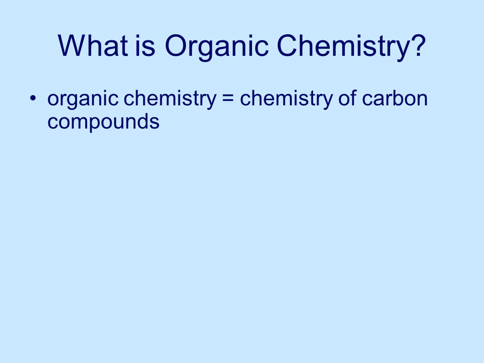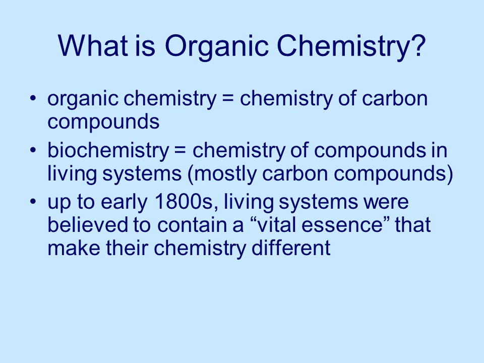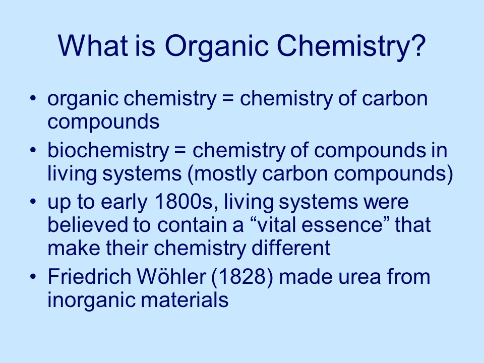So here we go. Organic chemistry is basically the chemistry of carbon compounds. Biochemistry is the chemistry of compounds in living systems. Now, there's some overlap because many of these compounds are primarily carbon compounds. Up until the early 1800s, living systems were thought to contain a vital essence of some sort that made their chemistry different. Friedrich Wöhler in 1828 made urea, which is produced by the body, from inorganic materials, and began to challenge this idea of a vital essence.